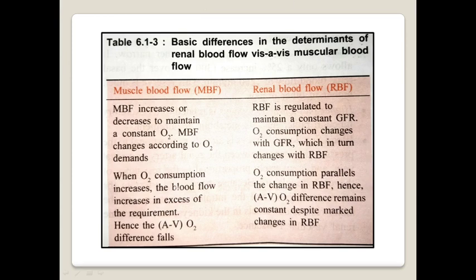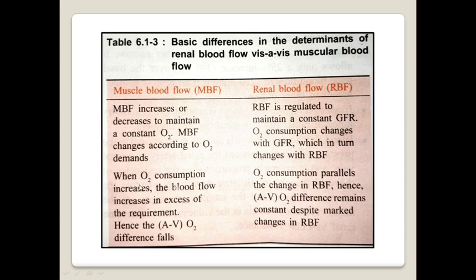renal blood flow is regulated to maintain a constant GFR. We have to maintain the filtration in the kidney, and according to that renal blood flow is changing. Oxygen consumption changes with GFR. We will see later on what the GFR is. GFR is the glomerular filtration rate. Whenever filtration increases in the kidney, it will change the renal blood flow. Here the oxygen demand is changing the muscular blood flow, while in the kidney it is the GFR. If filtration is increased, then renal blood flow is increased.